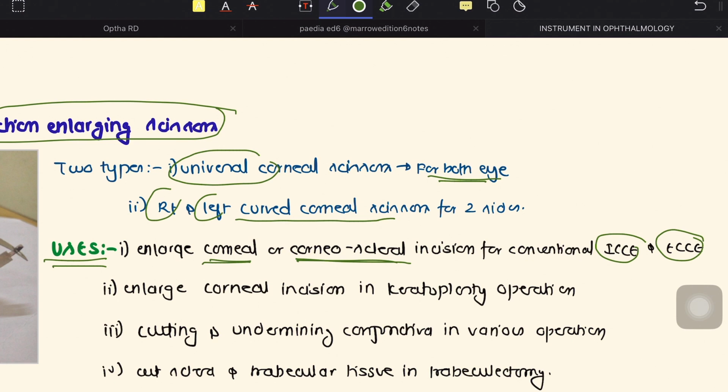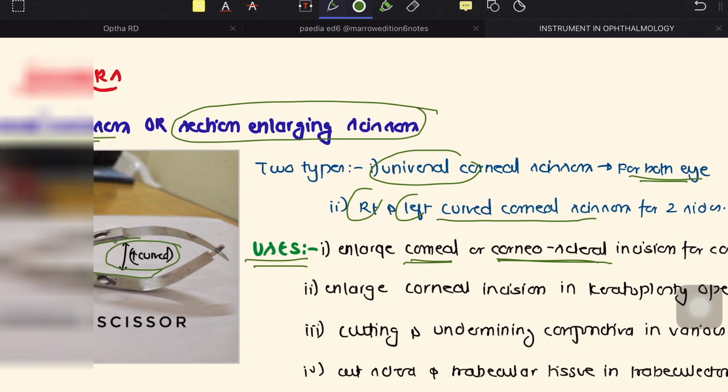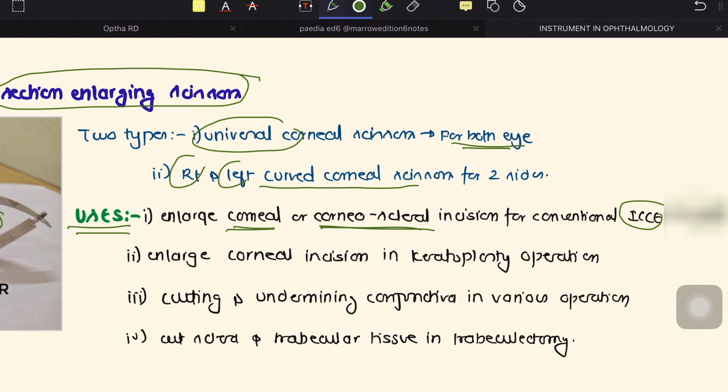So as we know, during cataract surgery, especially ICCE and ECCE, we usually create a tunnel, or we usually create an incision at the limbal area. And the incision is usually enlarged by using a scissor, and that is known as corneoscleral scissor. It is called as corneal scissor, and it is also called as section enlarging scissor. So one of the uses is that it is used to enlarge cornea or corneoscleral incision for conventional intracapsular cataract extraction surgery and extracapsular cataract extraction surgery.